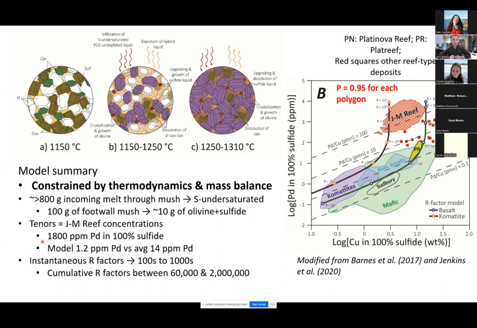But the cumulative R factors do have very large values, between 60,000 to 2 million, which approaches what's been predicted by R factor modeling for the J-M Reef, R factors in 10 to the 5th to 10 to the 7th.